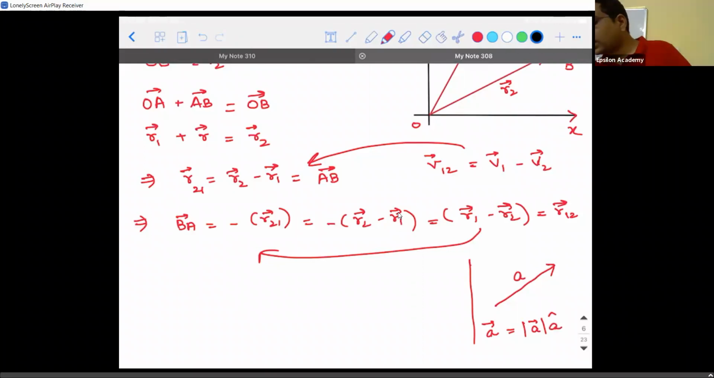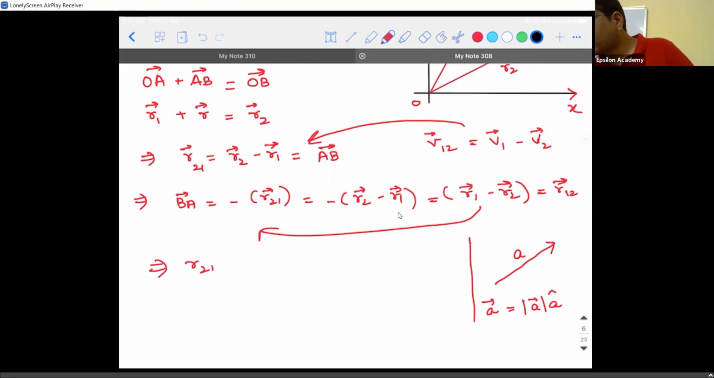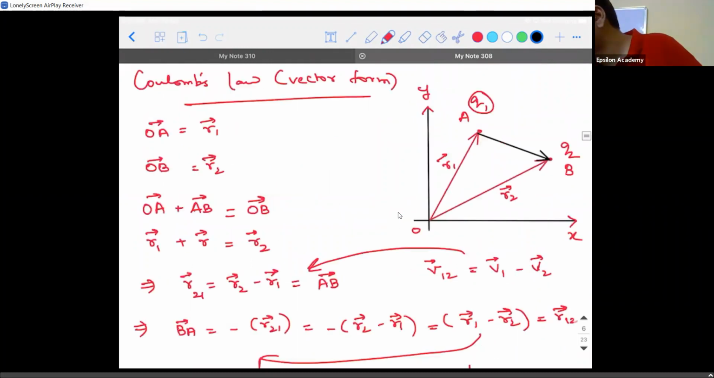Now, in a similar way, if you observe, there is a charge Q1 here, and another charge Q2 here. Now, in what direction will Q1 experience force due to Q2? If Q1 and Q2 are of the same nature, will it experience a repulsive force or an attractive force? It will experience a repulsive force, along the line joining both the charges.